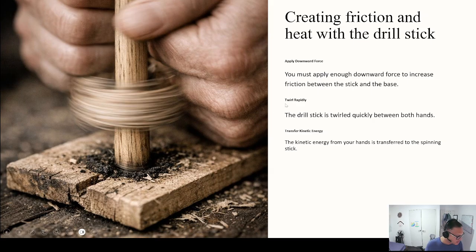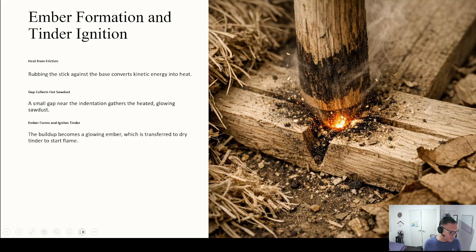Cool. So you must apply enough downward force to increase friction between the stick and the base. The drill stick is twirled quickly between both hands, and that is actually creating kinetic energy. Yes, it's moving, right? Then this energy is transferred from your hand to the spinning stick, which also moves to and fro, generating friction, and friction generates heat, which will give us a tiny spark. See, the spark came. And this is the ember formation. Basically, any spark is an ember.